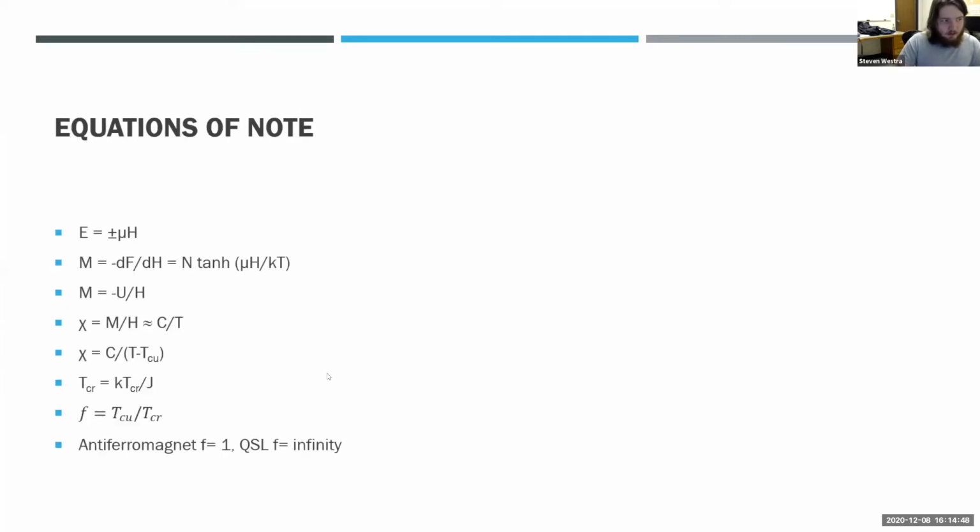So some equations of note, which also include why the other ones were mentioned in that last slide. Stephen, let's maybe slow down a little and go back to the previous slide. Right.